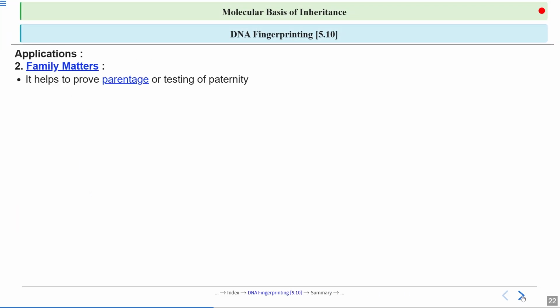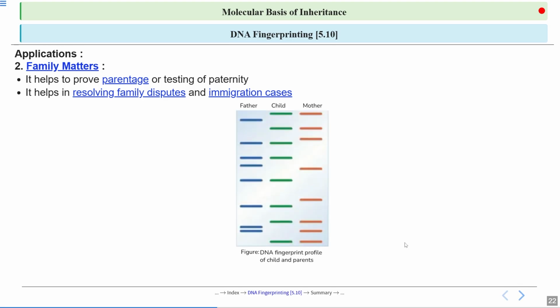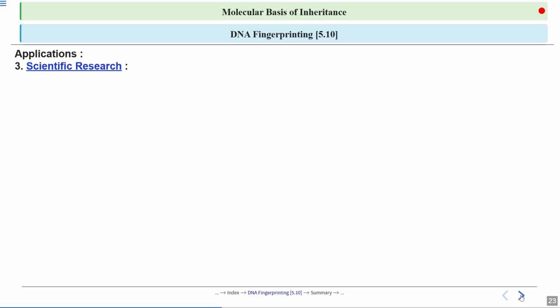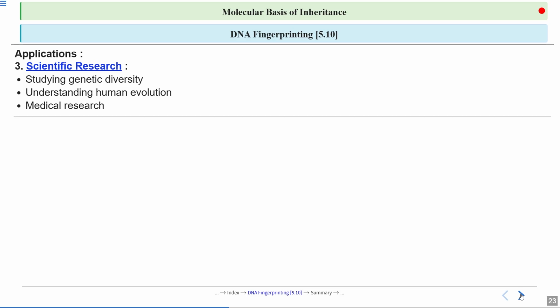Then family matters: it helps to prove parentage or test for paternity. It helps in resolving family disputes and immigration cases. Here you can see the DNA fingerprint profile of a child and parents. This is the father, this is the child, and this is the mother. Then you can give what percentage of similarity there was, and thus it is used to solve paternity cases. Then in scientific research, it can be used to study genetic diversity and understand human evolution, and it can also help in medical research.